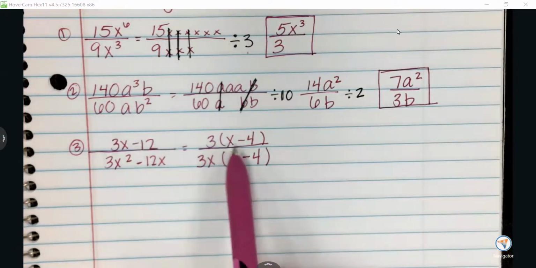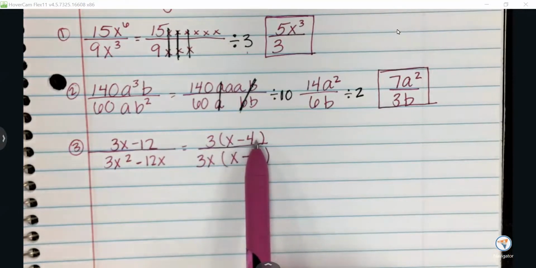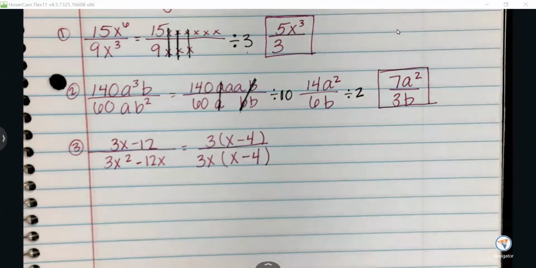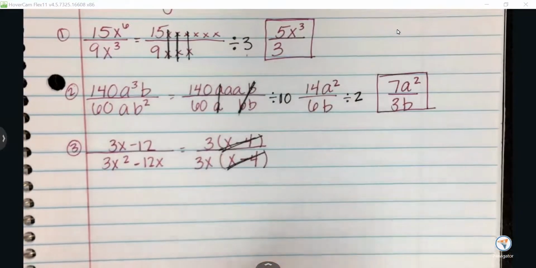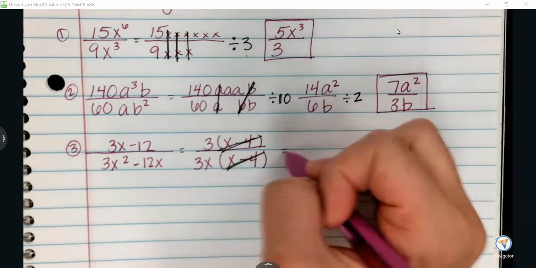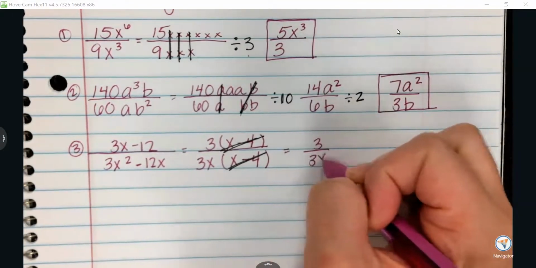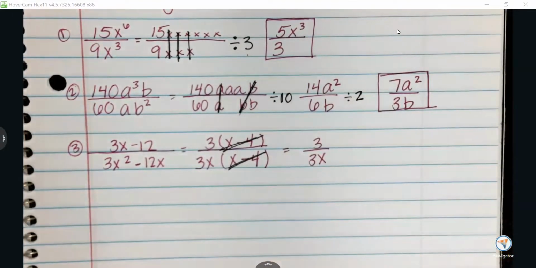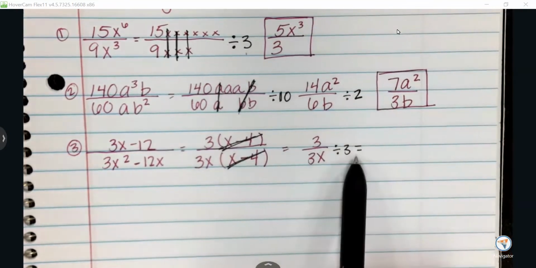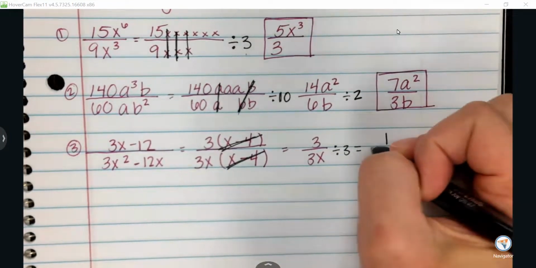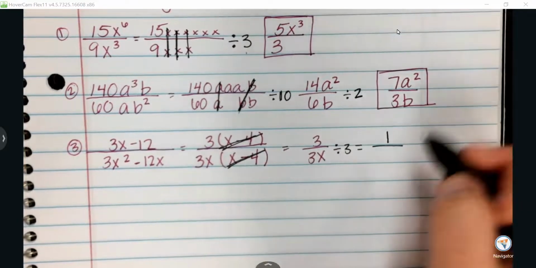So that x is attached to the 4, but it's together in parentheses. Is there another x attached to a 4 exactly like it? So the parentheses can cancel out the whole thing, which leaves me with 3 over 3x. What do I notice can happen there? I can divide them both by 3. So what is 3 divided by 3? 1 over, what is 3x divided by 3?